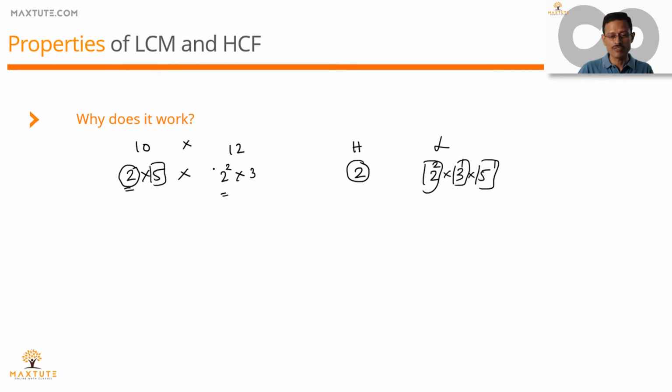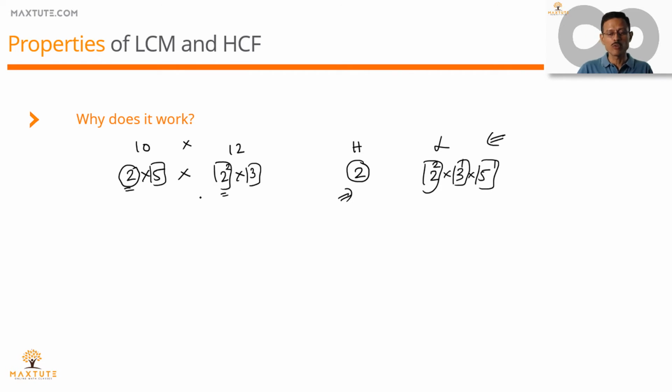So square has a 5, this and this. If a prime appeared in only one of the numbers, as was the case with 5 and 3, it came into your LCM. If a prime appeared more than once, it's going to appear twice because you're talking about two numbers. So it can appear with a higher power and a lower power.